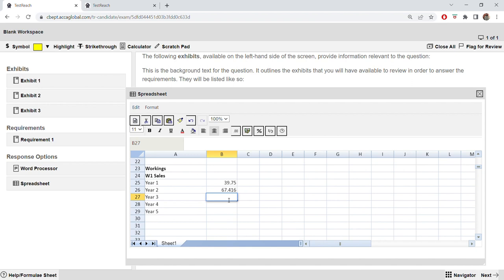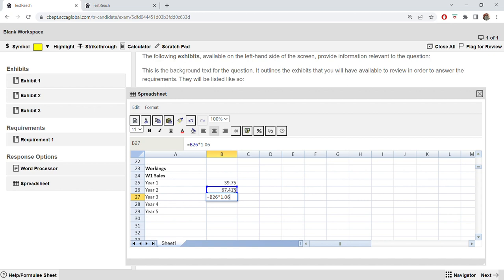So if everything is same, why not just inflate the previous figure by the 6% and put it in year 3? Year 3 inflate by 6% and put it in year 4. Year 4 inflate by 6% and put it in year 5. You understanding what I mean? So just put equal, enter this, and just take 1.06. That's it. Because every year inflation is same.